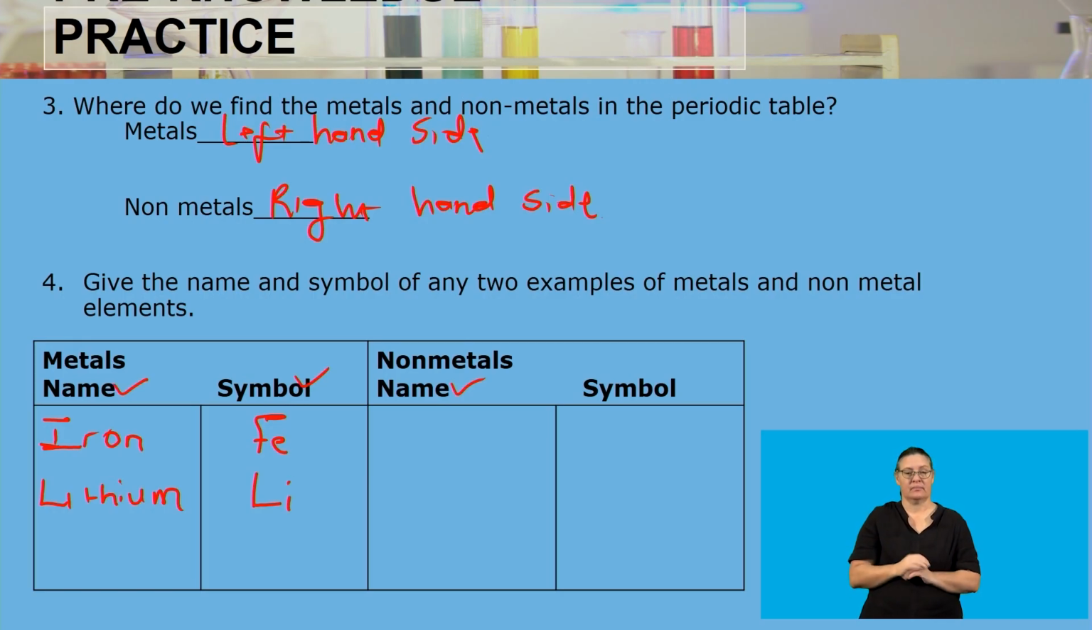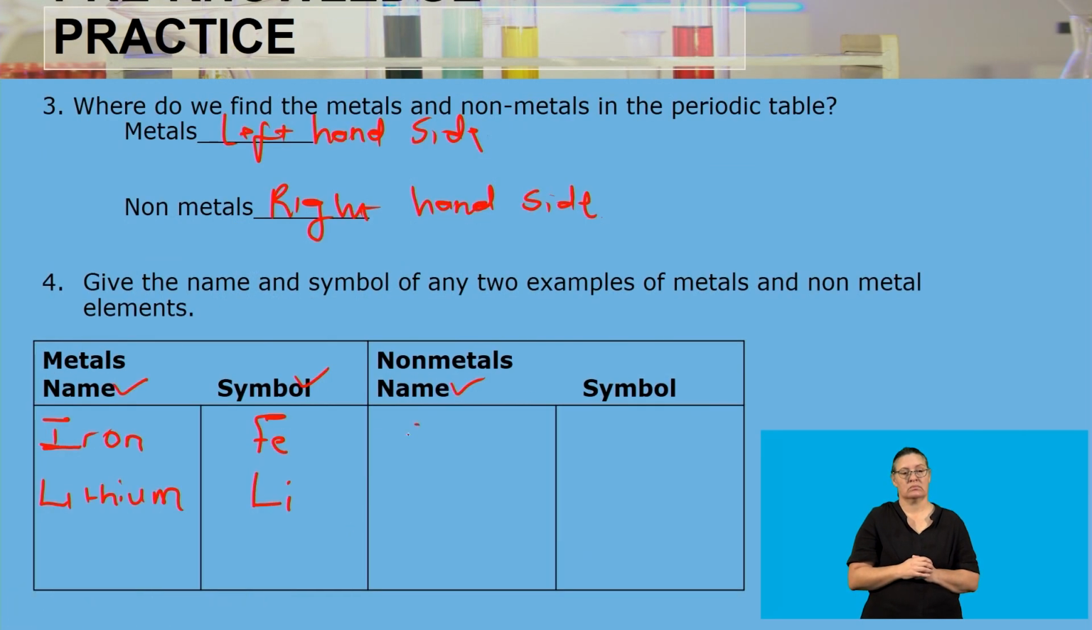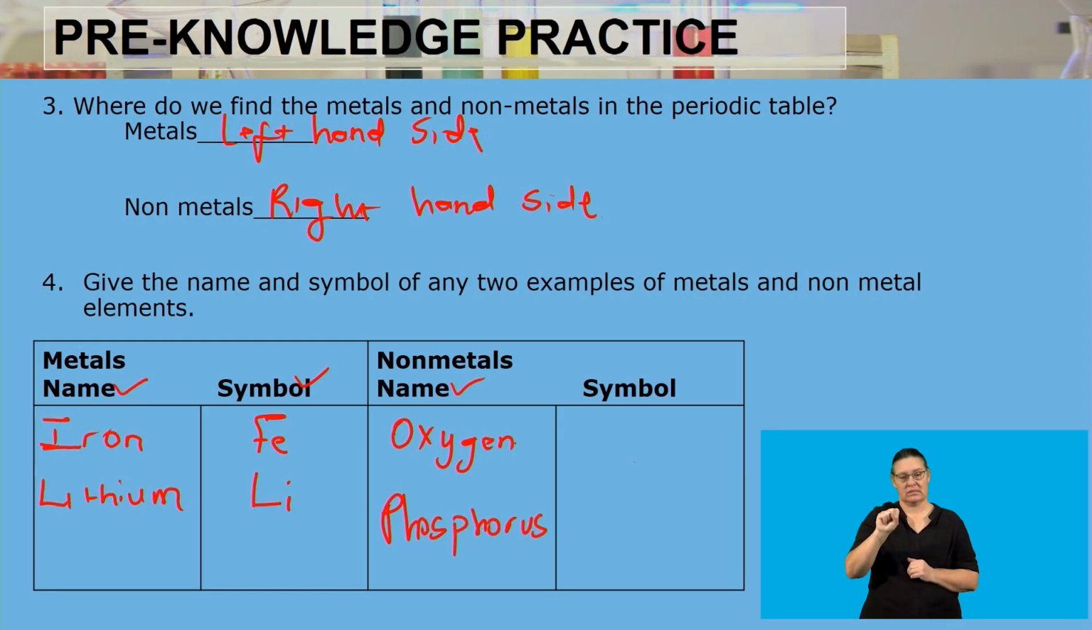Now, with regards to the nonmetals, we can pick any two again. So I'm going to start by choosing O2 as my nonmetal, and then the name. So it's going to be oxygen. And then I'm going to choose, let's choose phosphorus. So the symbol for oxygen is O, and for phosphorus is P.